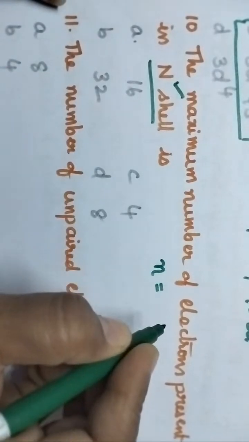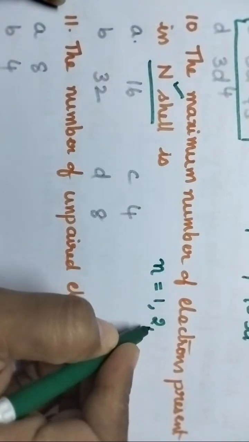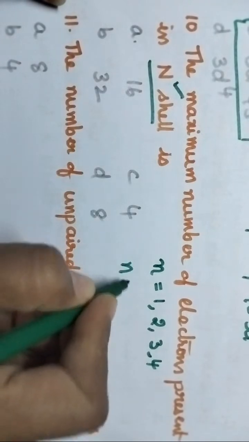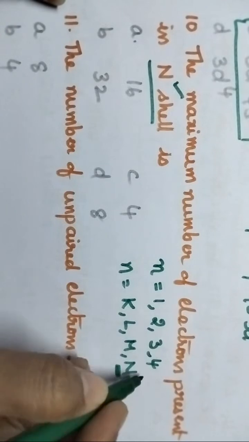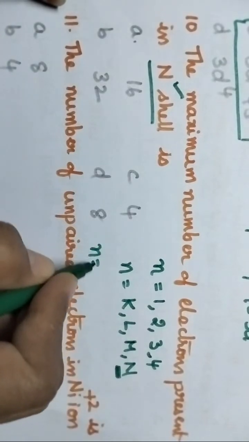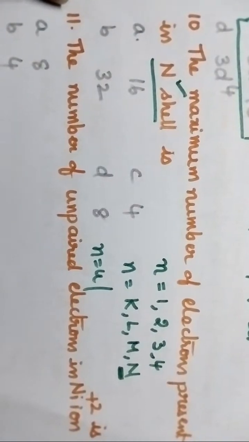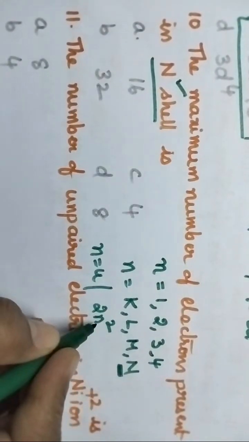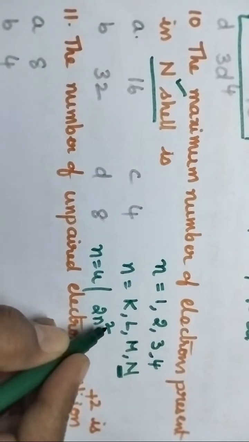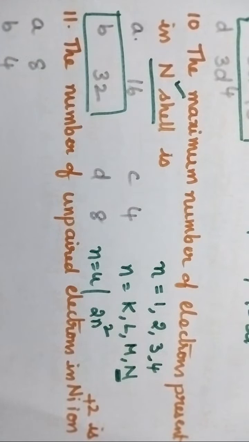Principal quantum number n can be represented with numerical values 1, 2, 3, 4 with alphabets K, L, M, N. So N shell means n is equal to 4. And how to calculate the maximum number of electrons present in it, Swati? Very good. Fourth shell by using the 2n square formula. So you substitute the value of n here. 4 square is 16, into 2, 32. So option B is the right answer. Tilak, very good.